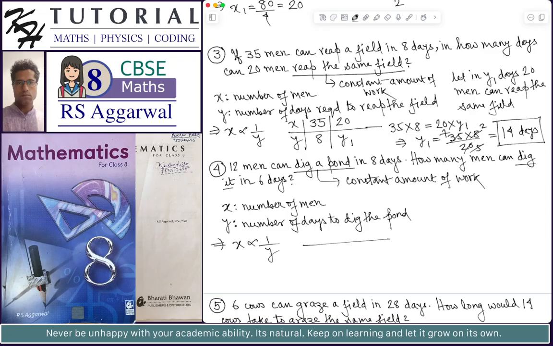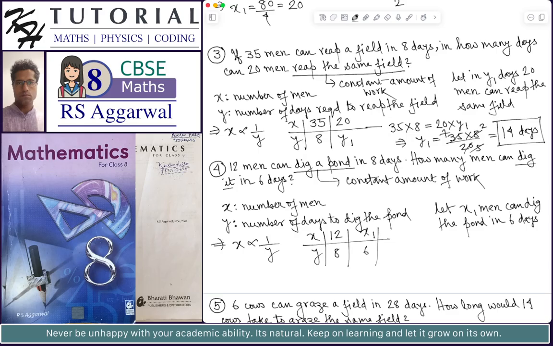Now let's quickly create a table of x and y. So it is given that 12 men can dig a pond in 8 days. So we have the first data, 12 for x and 8 for y. Now it is asking how many men can dig it in 6 days. So let x1 men can dig the pond in 6 days. So we have x1 here and 6 for y. So we have this table.